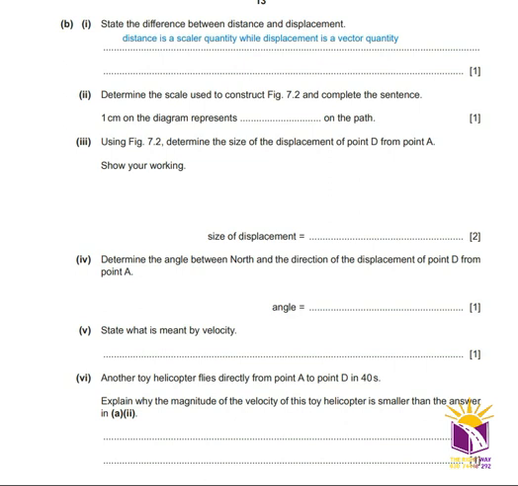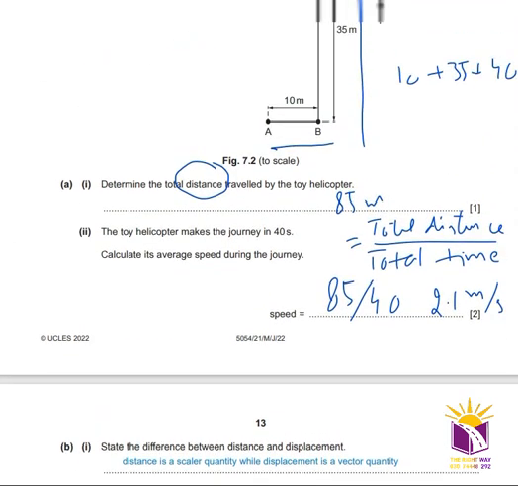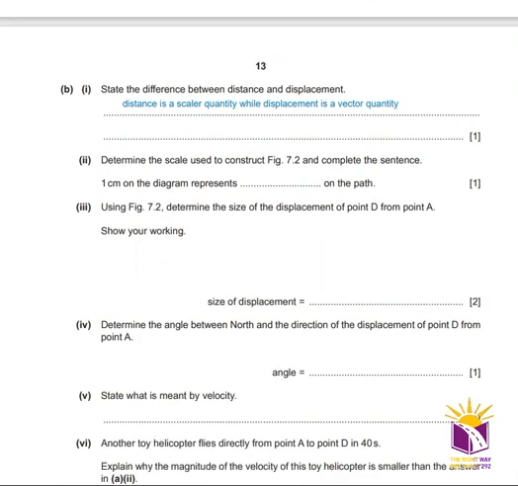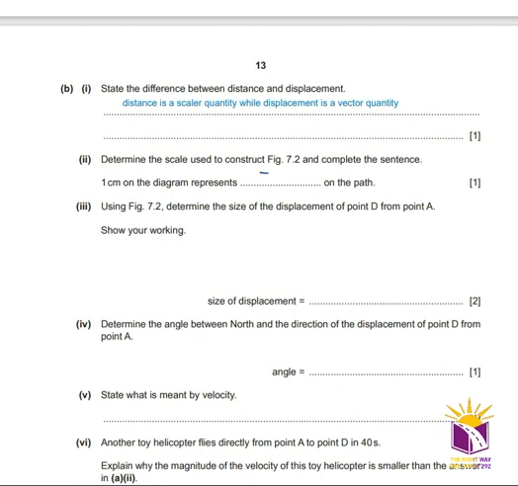Determine the scale used to construct figure 7.2 and complete the sentence. 1 centimeter on the diagram represents blank on the path. From A to B we are going to calculate the length of the path shown by using a scale. You measure it using a ruler, and this 10 meter will be equal to 2 centimeter. So 1 centimeter will be equal to 5 meter. The scale diagram is 1:5. So 1 centimeter on the diagram represents 5 meter on the path.